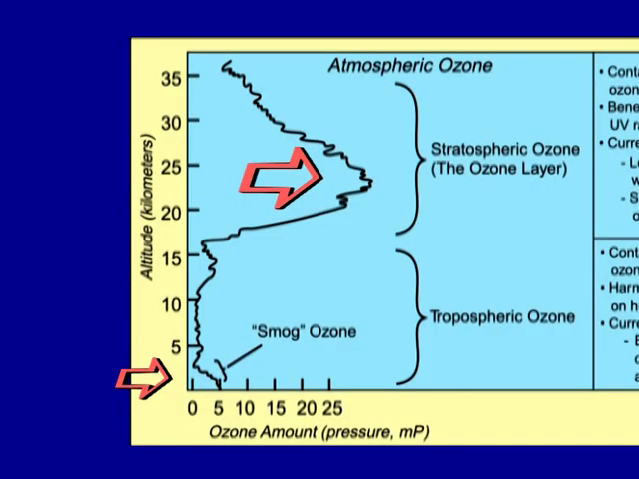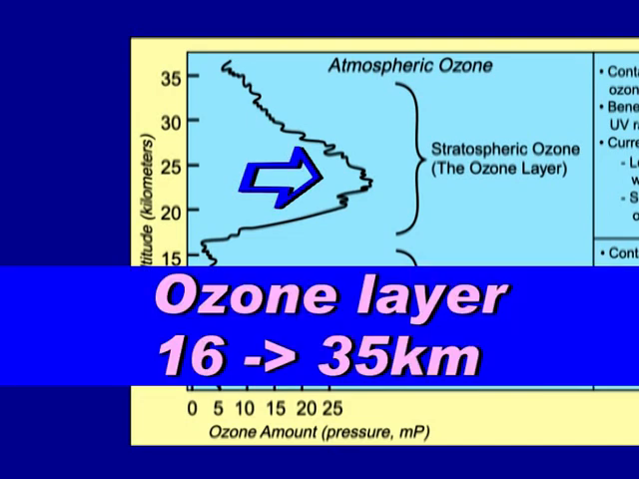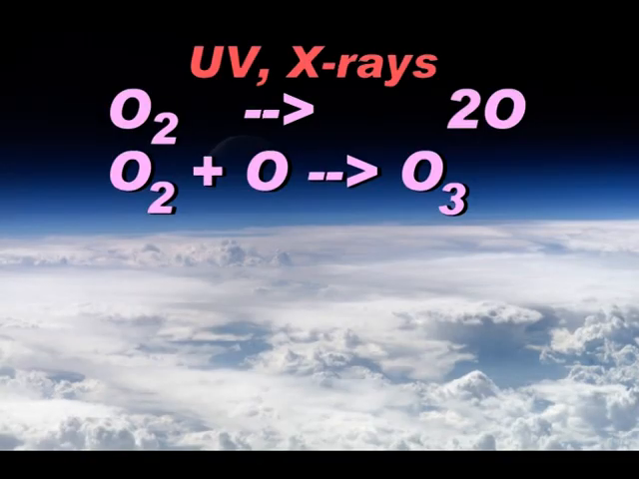This diagram shows that ozone is concentrated in two parts of the atmospheric column. The top layer is the famous ozone layer and occurs in the stratosphere where pressurized jet aircraft fly at heights between 16 and 35 kilometers. It contains 90% of the Earth's ozone. This particular ozone layer is caused by the bombardment of normal oxygen by nasty high-frequency radiations from the sun.